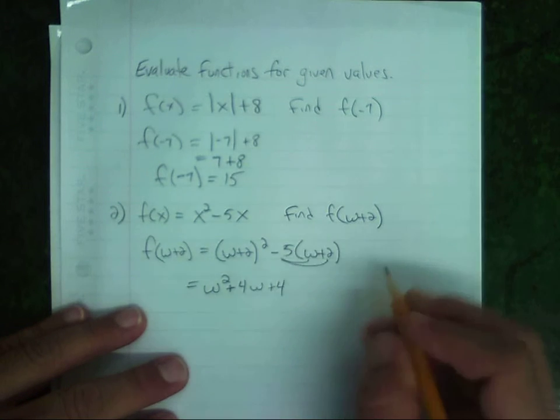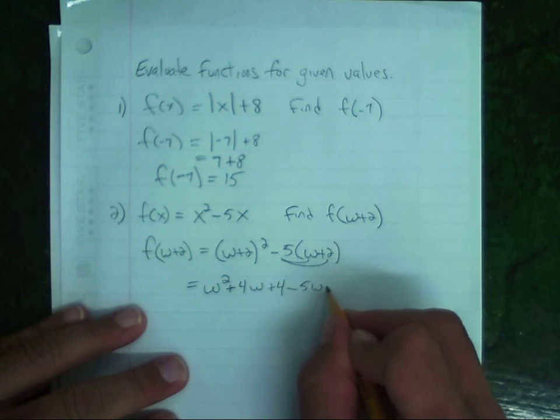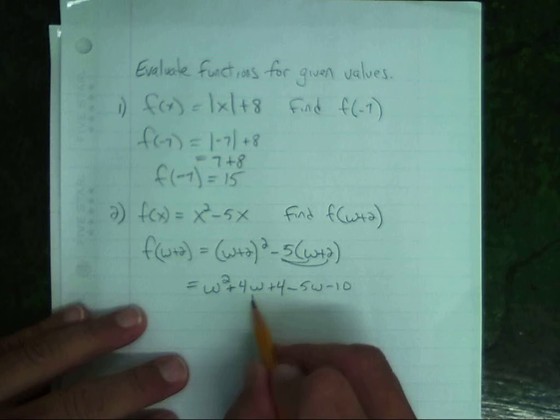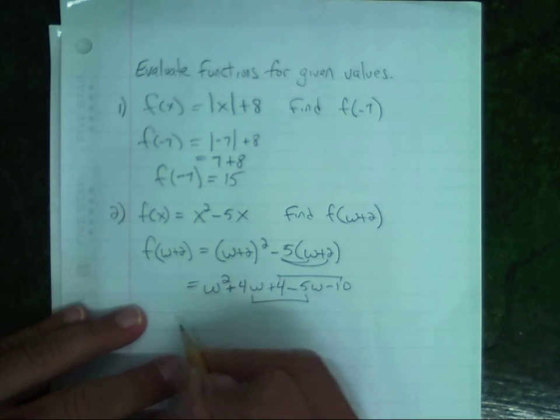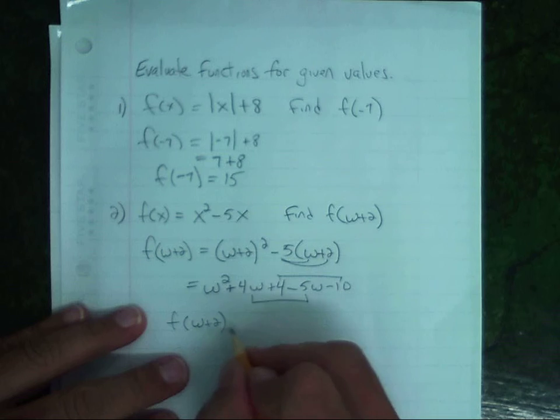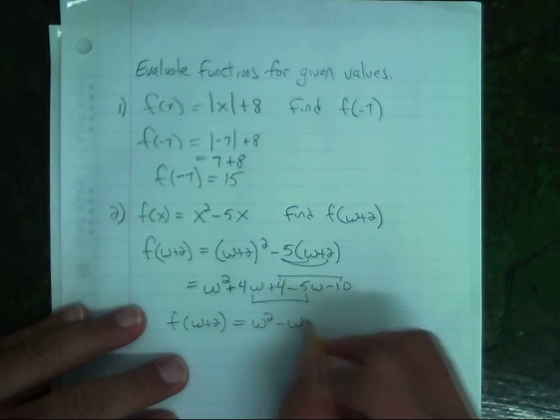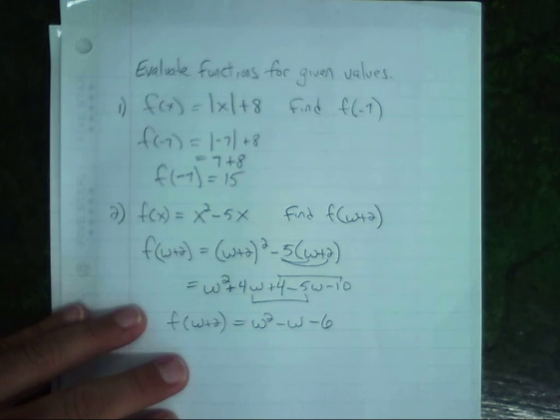Distributing that -5, -5w minus 10. We then would have to look for our like terms to finish the question. The function of w plus 2 equals w squared minus w minus 6, and that would be your answer.